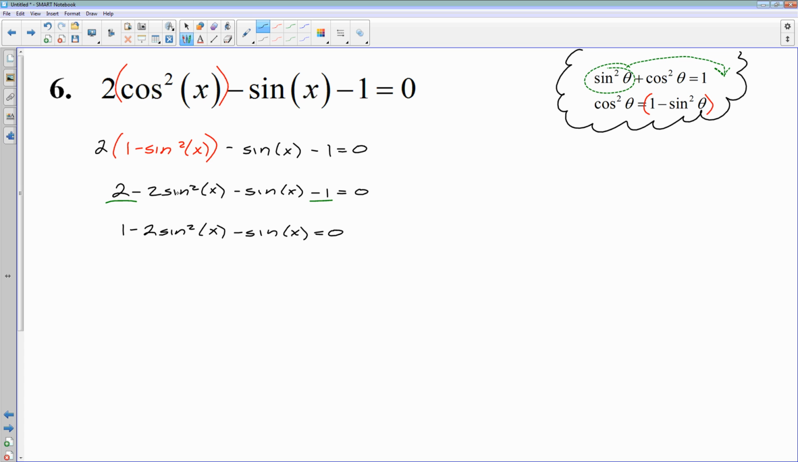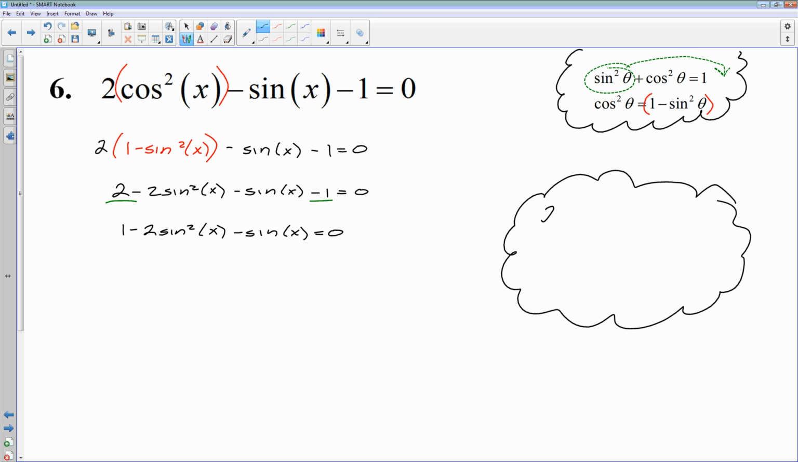This problem is getting a little bit hairy because I have this pesky sine squared and sine. Those do not combine. Notice I didn't try to throw those together into one sine cubed or something like that. You can't combine that. So what I'm going to do is a trick that we actually did earlier this year. What I see in this problem, and hopefully y'all can see this too, is 1 minus 2 times something squared minus that same something.